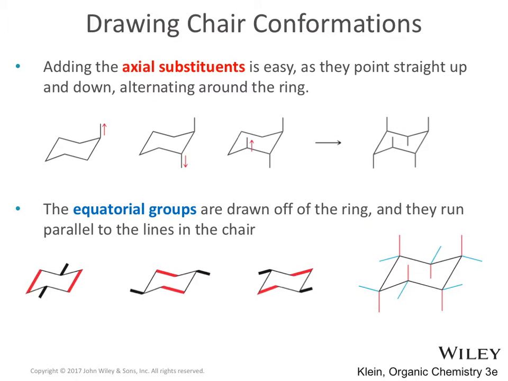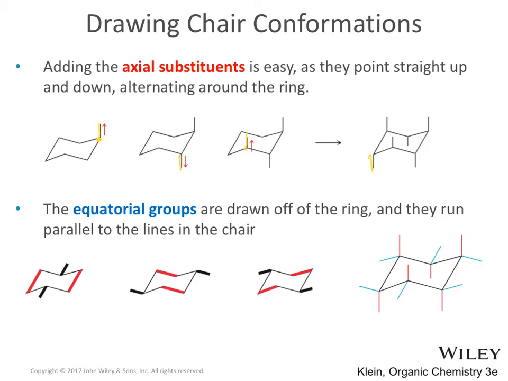In drawing the axial substituents, those are the easiest. You're going to start by, in the right-hand corner, drawing a stick up. You're going to have an axial bond up on that carbon, and then it just alternates around the ring. So then the next one would be axial down, axial up, axial down, and so on.